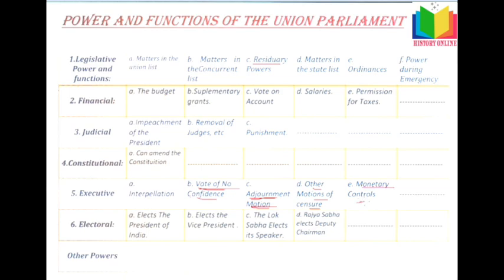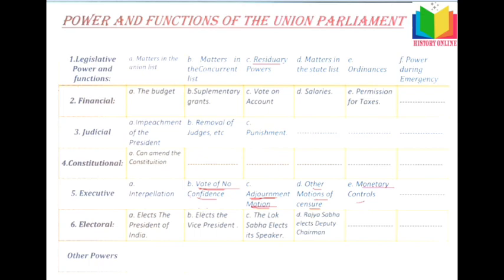For example, monetary control during the budget session, a cut motion may be moved. The Parliamentary Committee on Public Accounts ensures that public money is spent in accordance with Parliament's decision. It examines reports of the Comptroller and Auditor General of India, that is CAG. I have already discussed adjournment motion and other motions of censure earlier in this chapter.